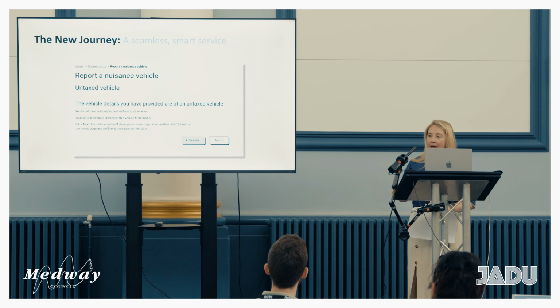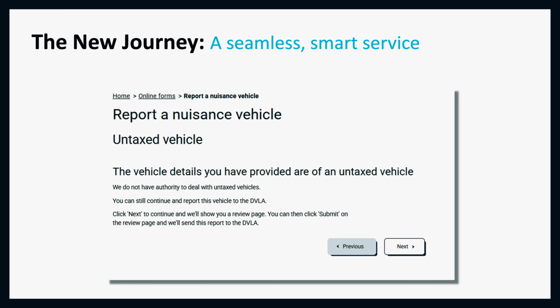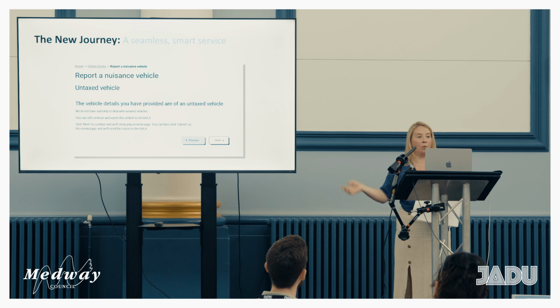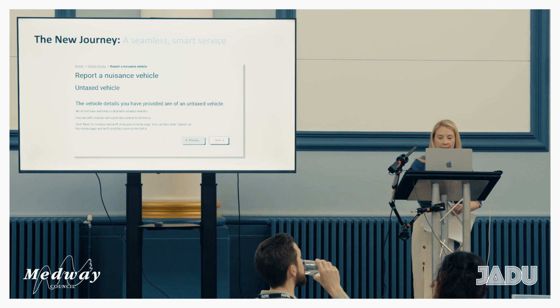If the vehicle is untaxed, and we've got some logic working in the background in the form, they'll see a message that says exactly this: the vehicle details you provided are for an untaxed vehicle. Click continue, and what happens then is the central form will submit and create a Connect case. That Connect case then automatically emails the DVLA all of the information about the vehicle that the customer has provided. So we're not telling them to go and report it to the DVLA, we're saying we'll do that for you, and it happens instantaneously.